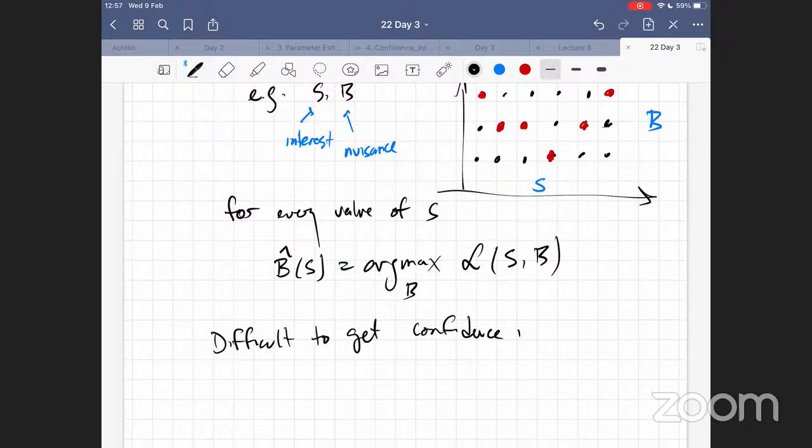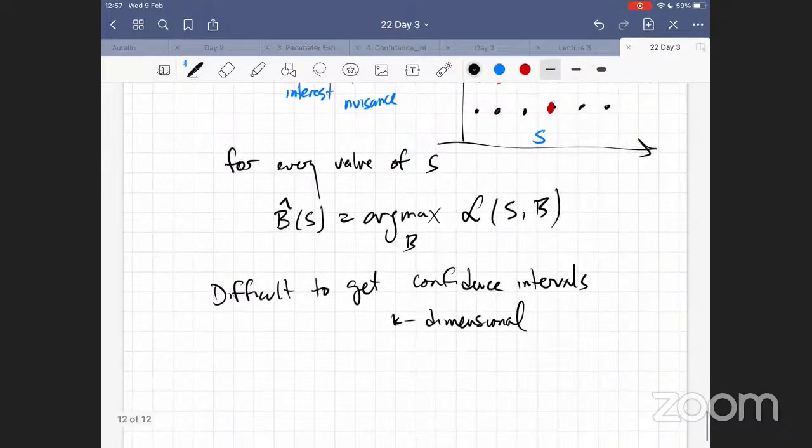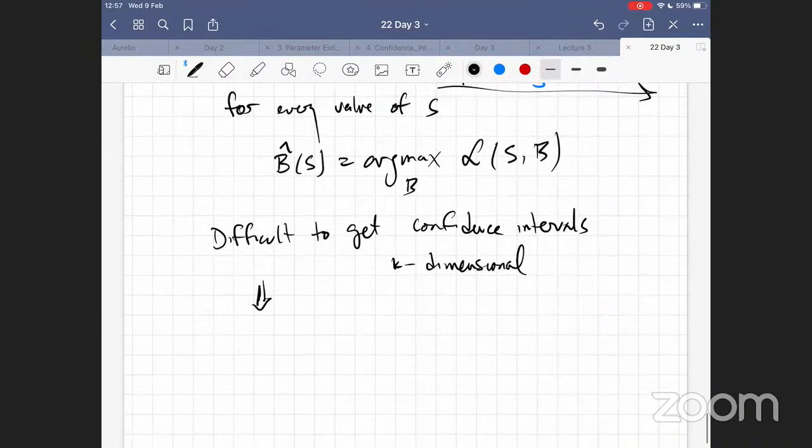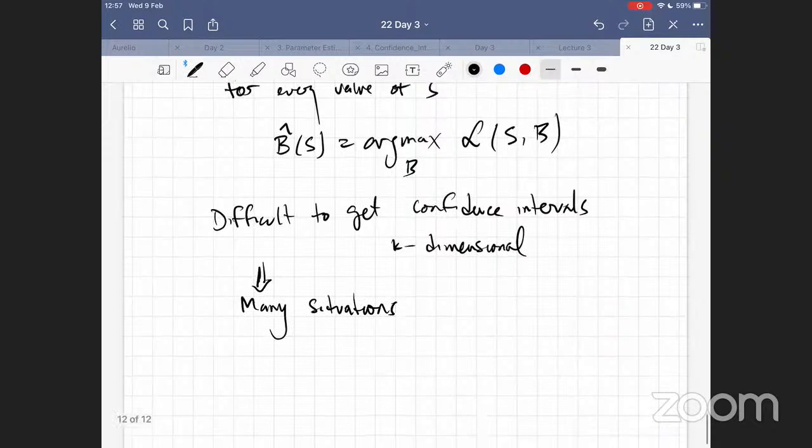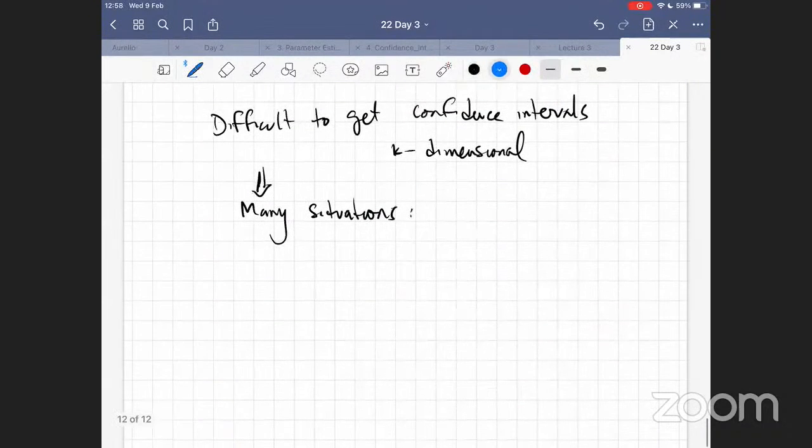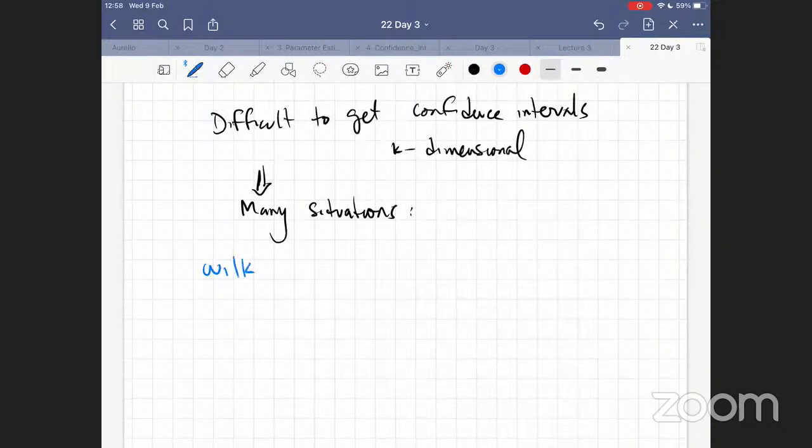confidence intervals which are k-dimensional, right? For example, via bootstrapping or whatever, that becomes very, very costly. Okay. So then, in many situations, one can apply the following, and this is the theorem that is important, the Wilks theorem, which is heavily applied everywhere in physics.